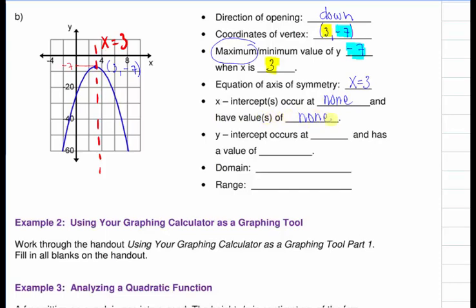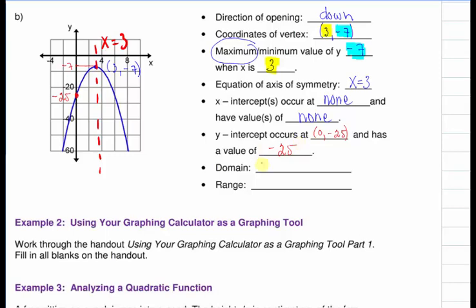But we do have a y-intercept. Our y-intercept is right here. Once again, you're going to have to make a guess at this, and it looks like it could be at -25. And so our y-intercept occurs at (0, -25) and has a value of -25.